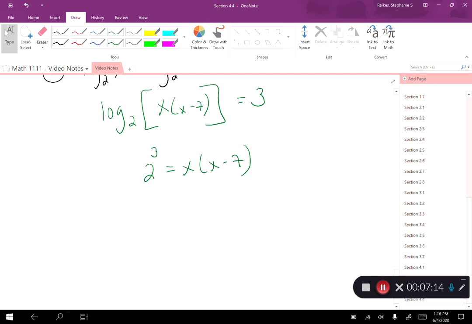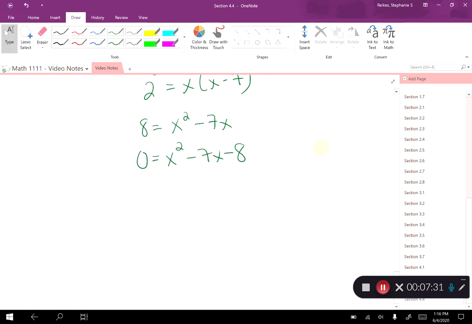Simplifying, 2 cubed is 8. Distributing, I get x squared minus 7x. Now I have a quadratic, so set it equal to 0. So subtracting 8 to the other side, 0 equals x squared minus 7x minus 8. Now again, as a reminder, there are 4 ways of solving a quadratic: factor, complete the square, square root method, or quadratic formula. I believe this particular example is going to factor nice and easy. 2 numbers that multiply to negative 8 and add to negative 7. That's going to be negative 8 and positive 1.